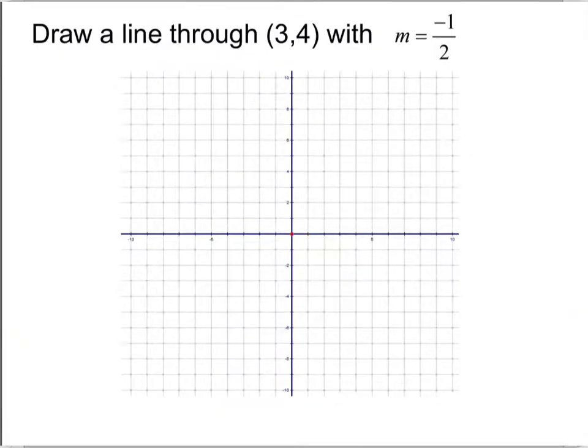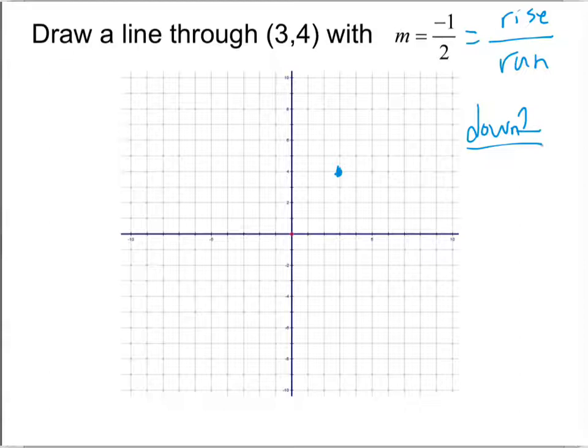Okay, now let's say you were asked to draw a line through a point with a given slope. So draw the line through the point 3, 4. So first let's plot that. 3, 4 is right here. And a slope of negative 1 over 2. So remember, this is rise over run. So this means that we have to go down 1 and right 2.